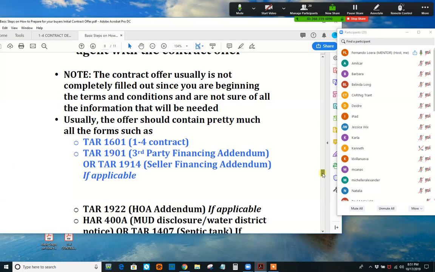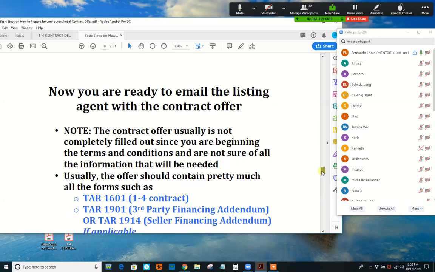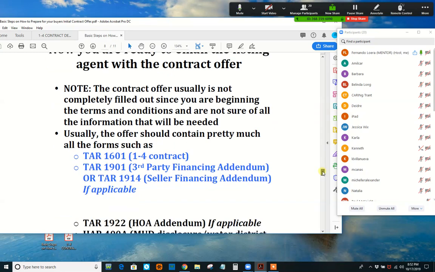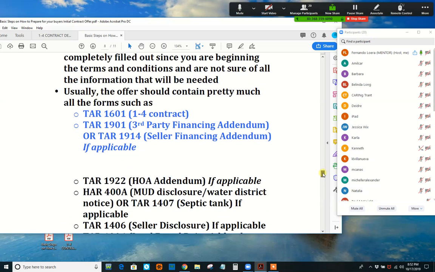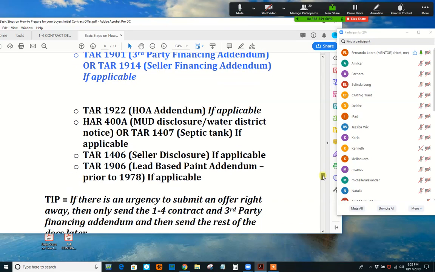So, I have an example of a contract if y'all want to see one. Now you're all ready to email the listing agent with the contract offer. You got all the forms filled out, or the ones that you're going to be doing. And again, like I repeat myself here, it doesn't have to be completely filled out, just the main terms and conditions that you want to present. Usually the offer that we submit is the 1-to-4 or the third party financing. If it's cash, it's just the 1-to-4. Then we have the HOAs and the MUDs and seller's disclosures and lead-based paint, whenever they're applicable.